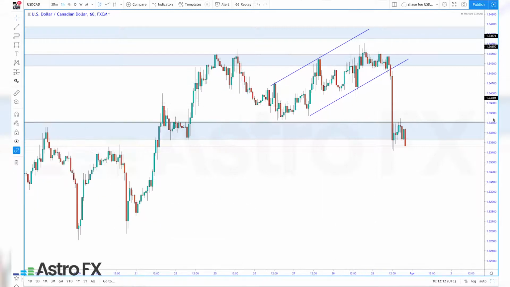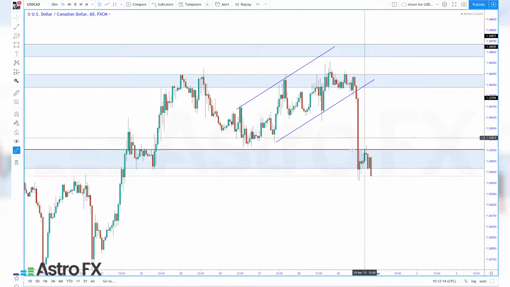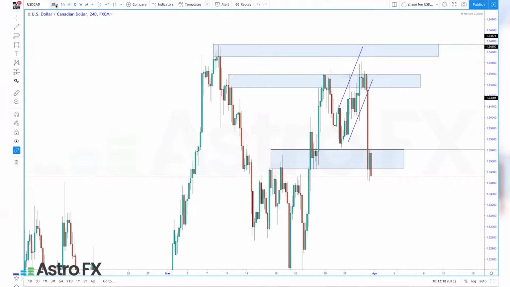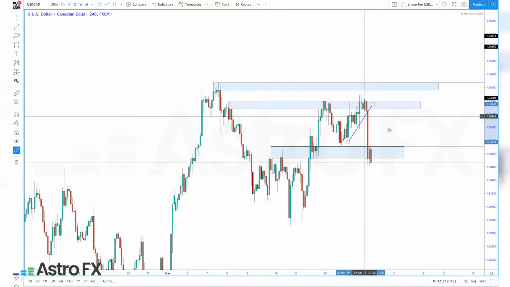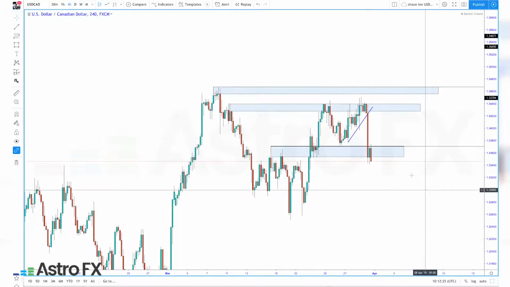So again, guys, it's building up the confluences. 1, 2, 3, blow, bam. So that's what USD CAD did the other day, yesterday. Bit of news involved there.